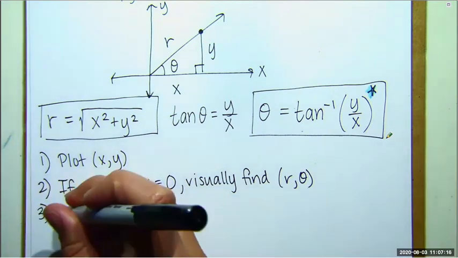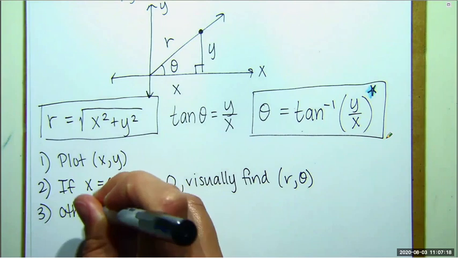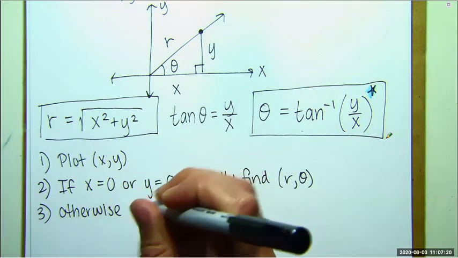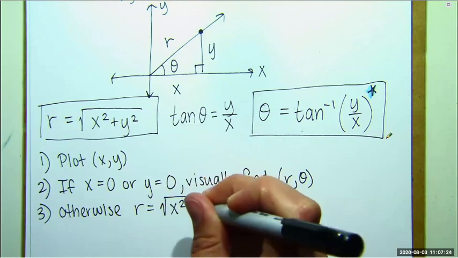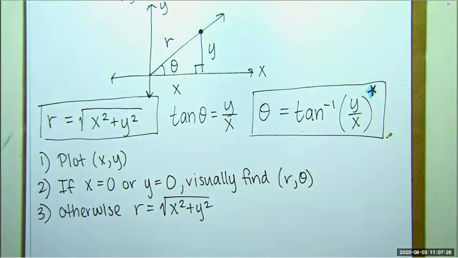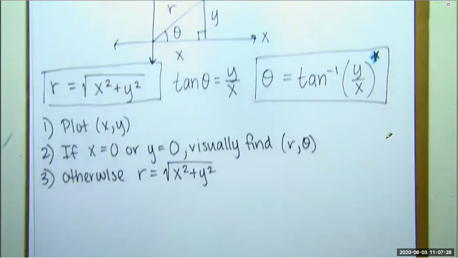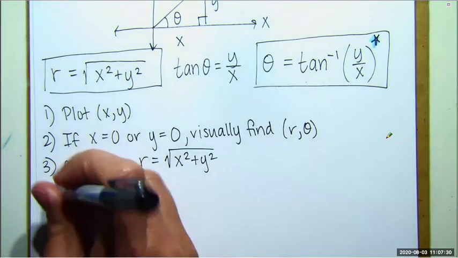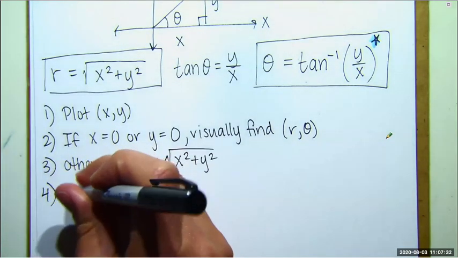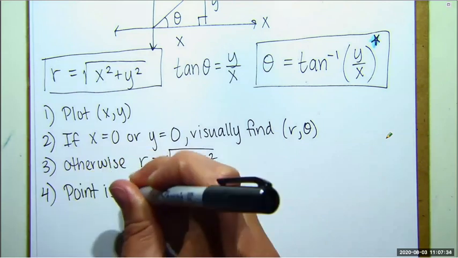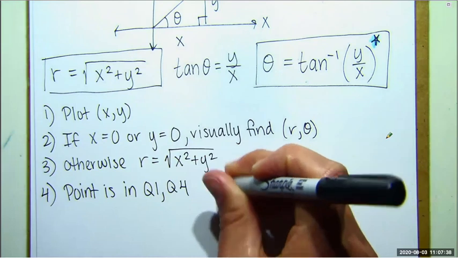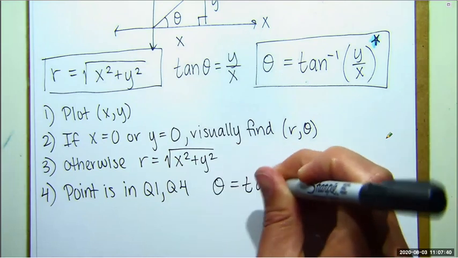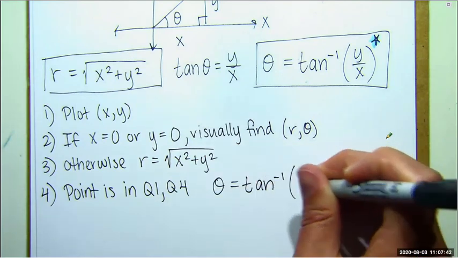Okay, step 3, otherwise, we use our formula. So we'll find r first. We get that r is the square root of x squared plus y squared by the Pythagorean theorem. Then we need to find theta. So if the point is in quadrant 1 or quadrant 4, then this works. Theta is equal to inverse tangent of y over x.